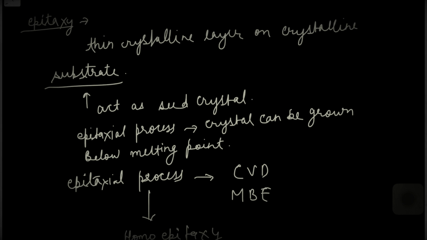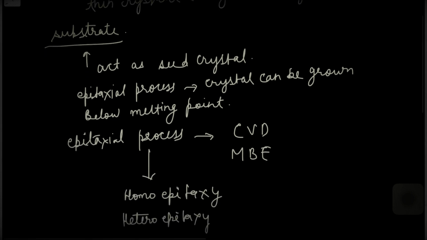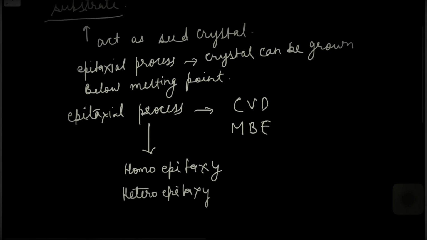There is a difference between epitaxial and seeded process, because in the epitaxial process a crystal can be grown below melting point. The epitaxial process uses two techniques. The first one is CVD and the second one is MBE. CVD is a chemical vapor deposition technique and MBE is molecular beam epitaxy. Molecular beam epitaxy uses the evaporation method.